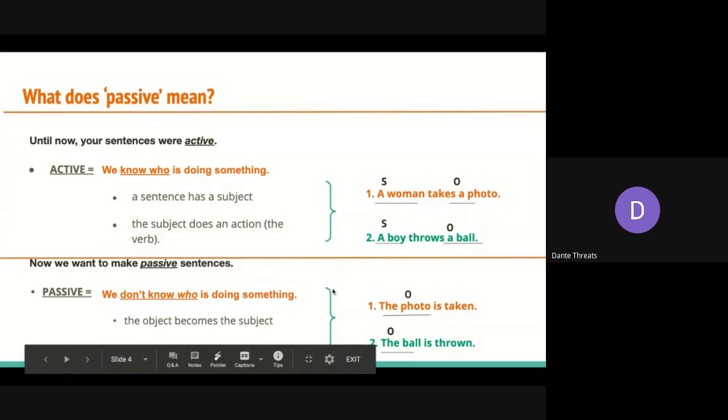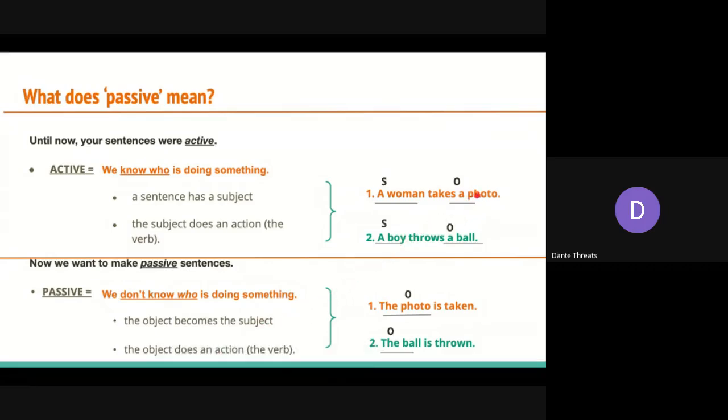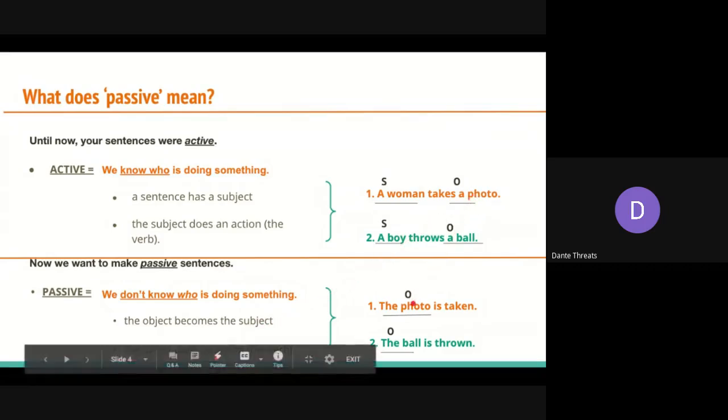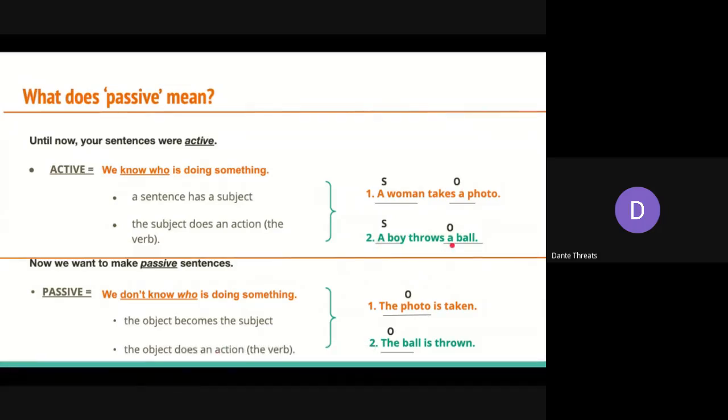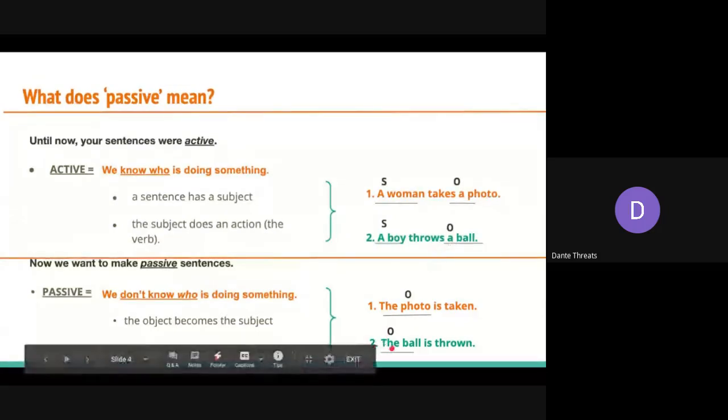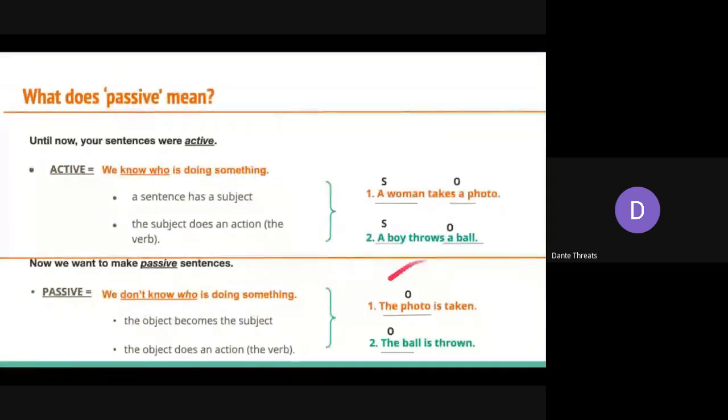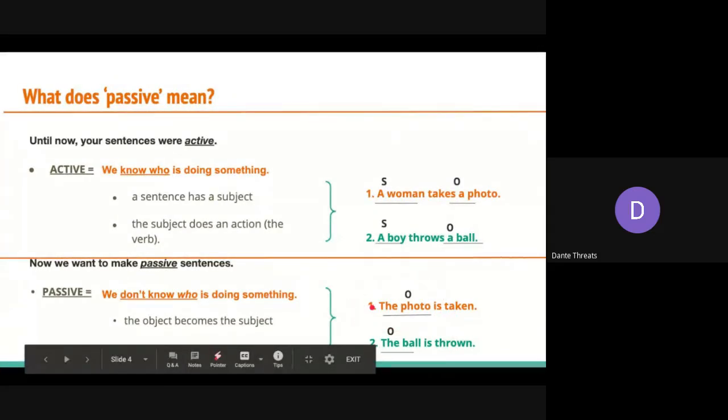So what that means is this, the photo, right, which is the object from this sentence here, okay? The photo is taken, all right? Same here, where a boy throws a ball. Here, the ball is thrown, okay? So here is the active voice, and this is the passive voice.